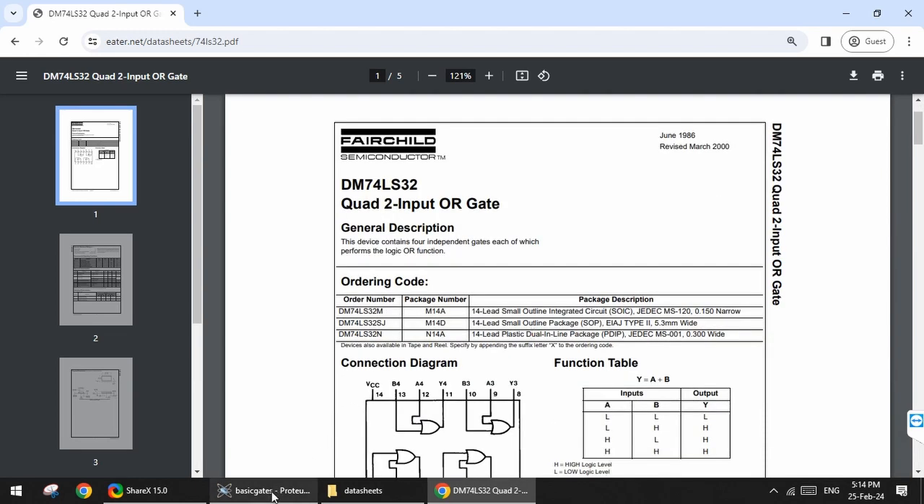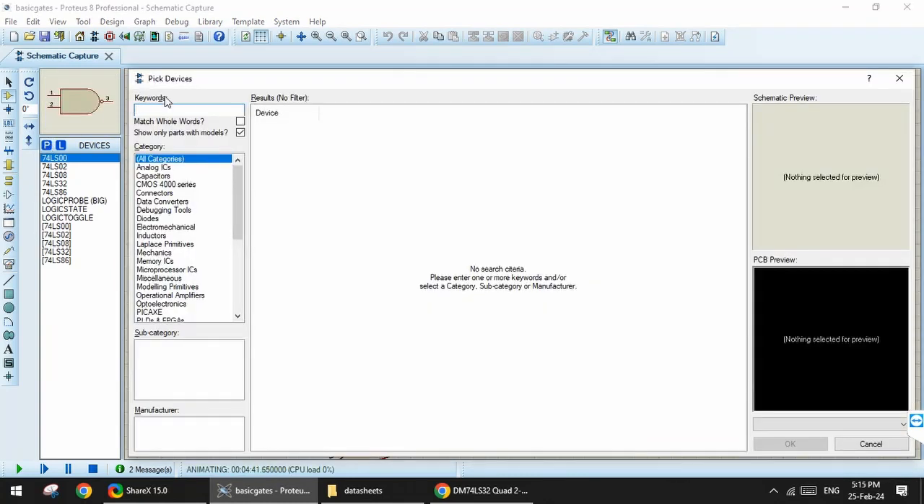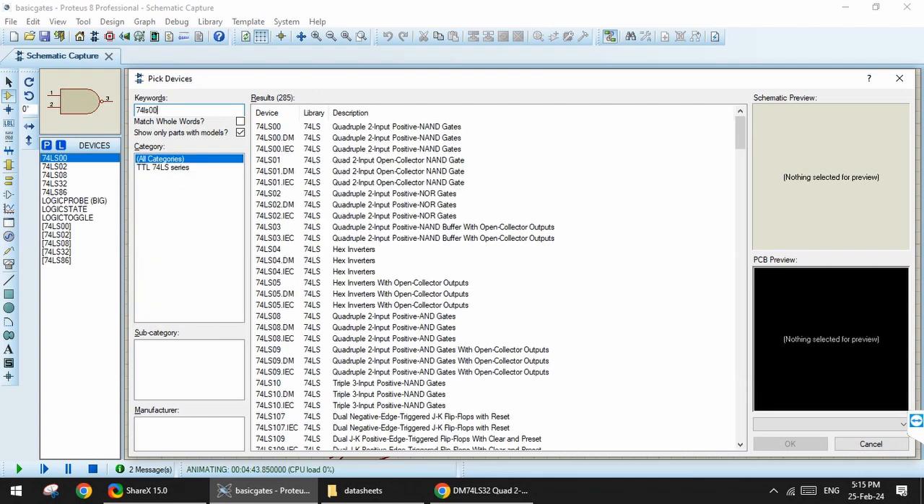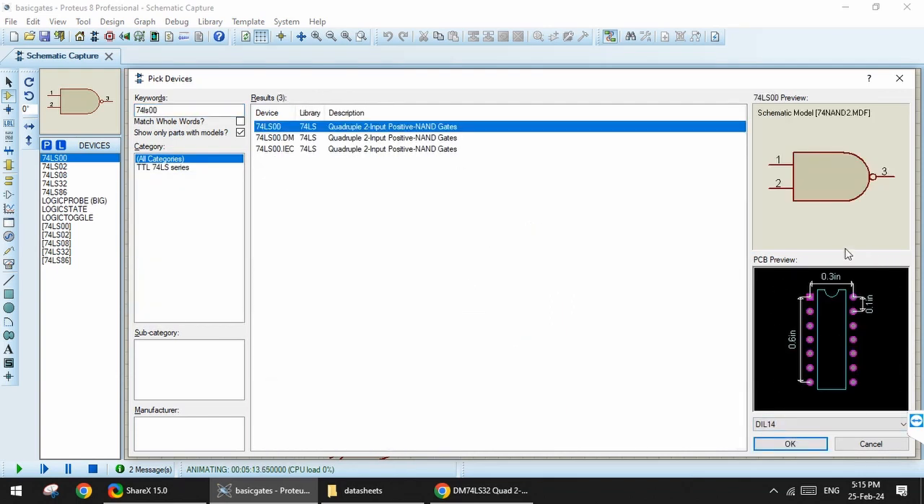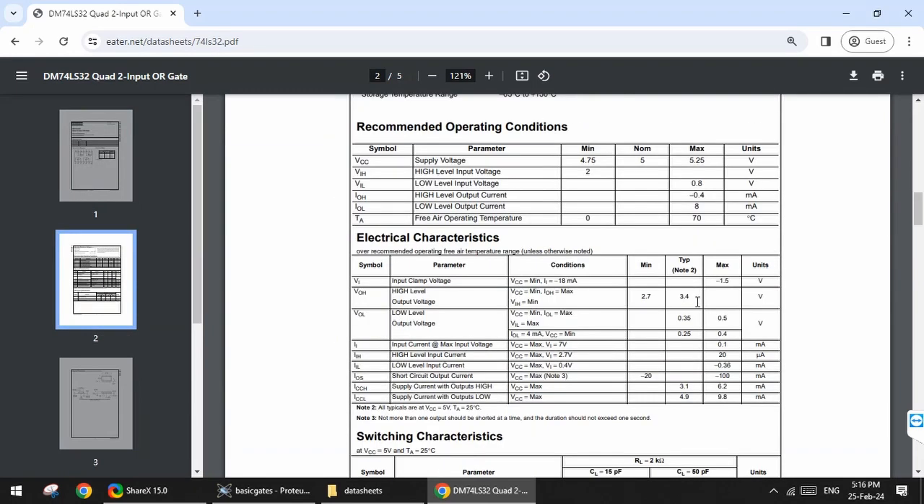Remember when we were placing these ICs in Proteus? So let's say I want to place an IC 74LS00. In this PCB preview window, you can see how the IC physically looks. And another thing, DIL14: it is dual inline, and 14 is the total number of pins in this IC. A similar looking diagram you can find in the datasheet as well.